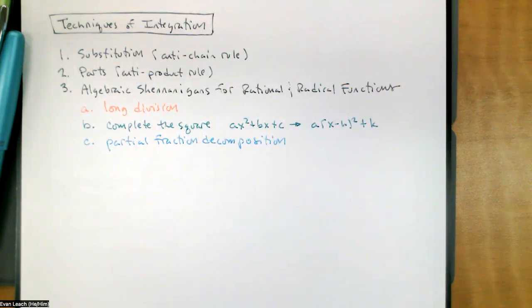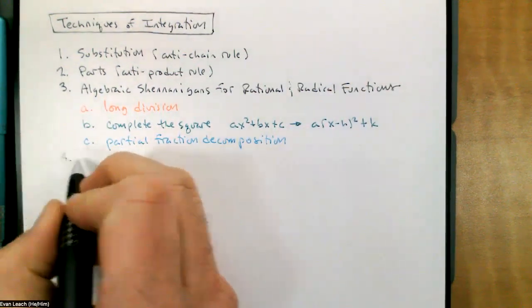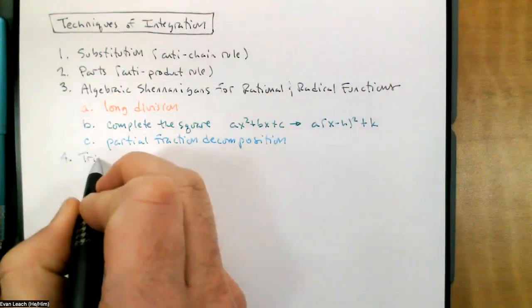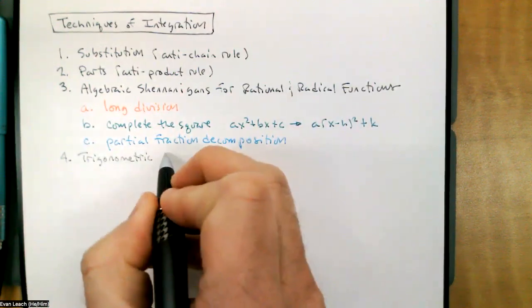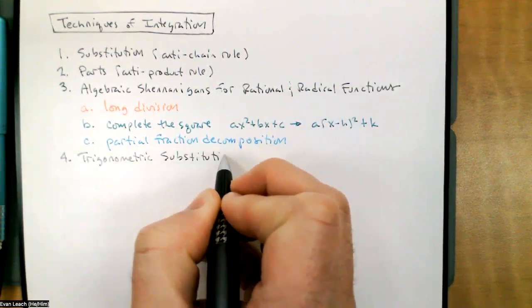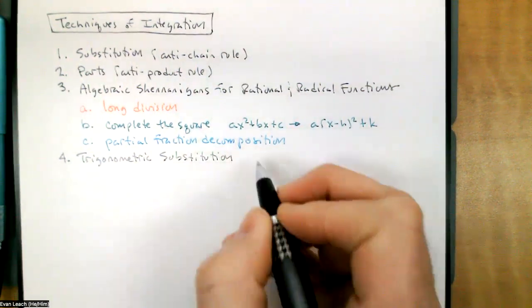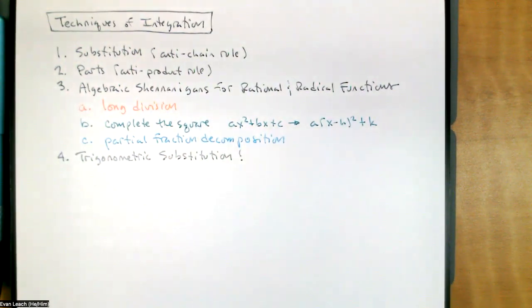So I like integrating rational functions. It's fun. And then what's going to be your favorite technique? Trigonometric substitution. This is always everybody's favorite.